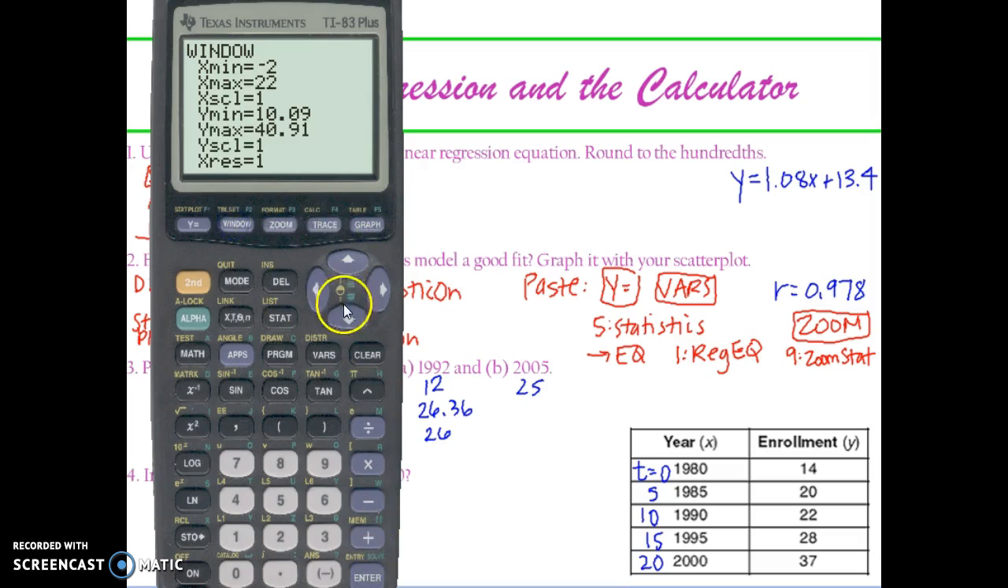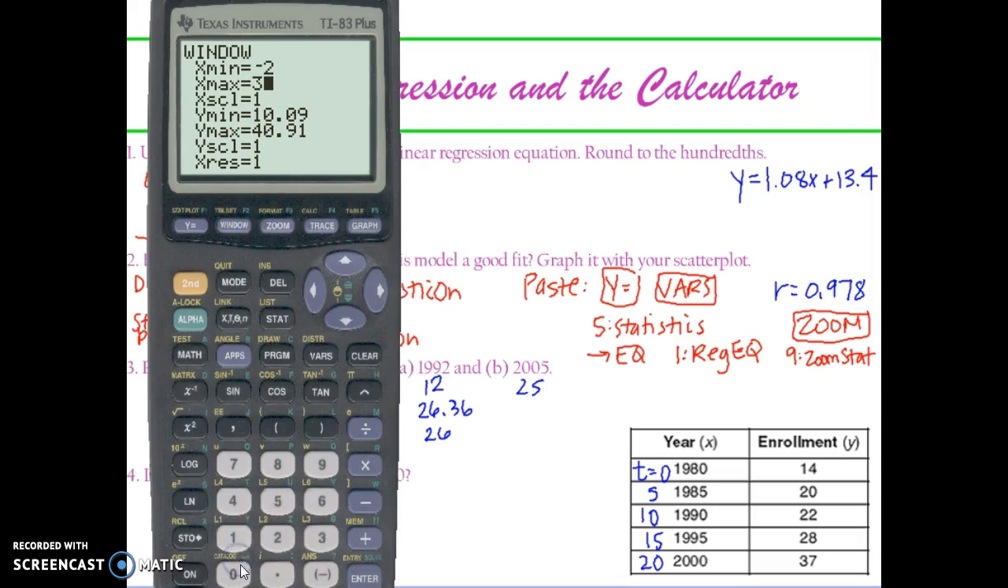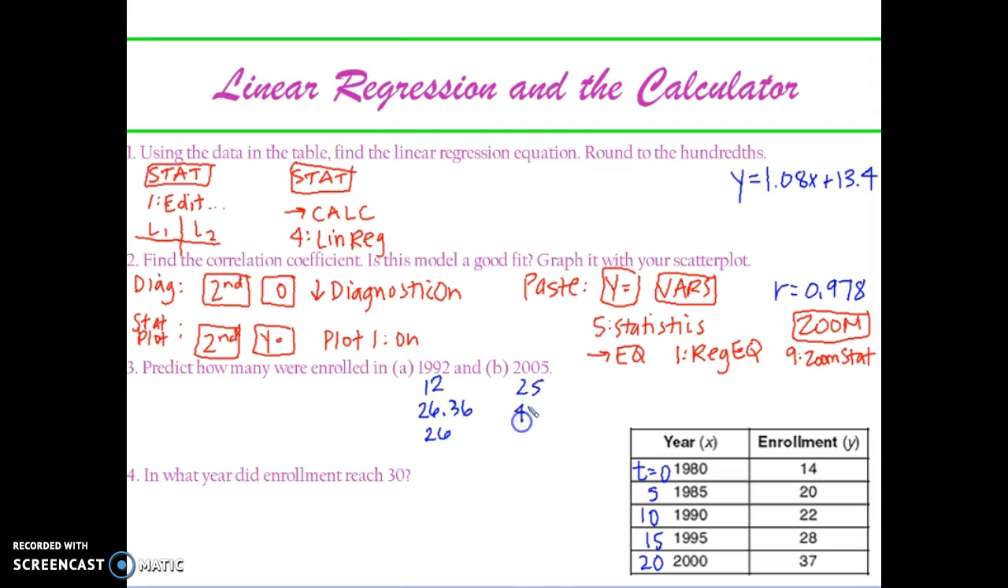If you look at your window, it says that my x max is 22. In order to plug in a value for x, it's got to be in that window. So I'm just going to change this to something bigger, like 30. It could be anything. Go back to my graph. Remember, as long as it's moving up here, it's still loading. Trace, up or down arrow to get Y1. Type in 25, and I get 40.4. So we'll say that 40 were enrolled in 2005.